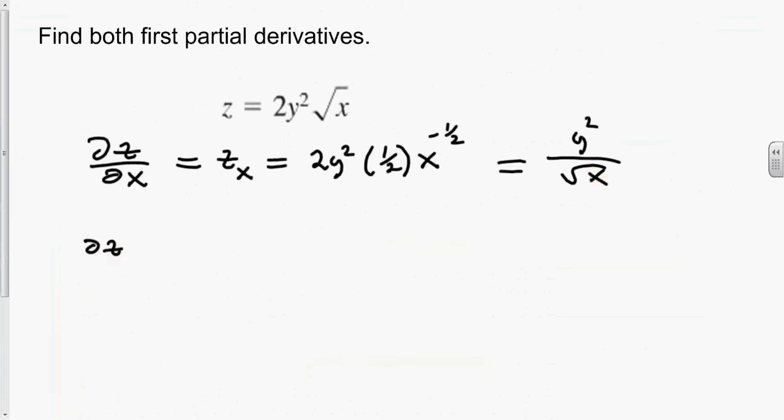What about the partial of z with respect to y? Well, that's just 4y times the square root of x. Are you with me? Okay. What's the derivative of the square root of x? Right.